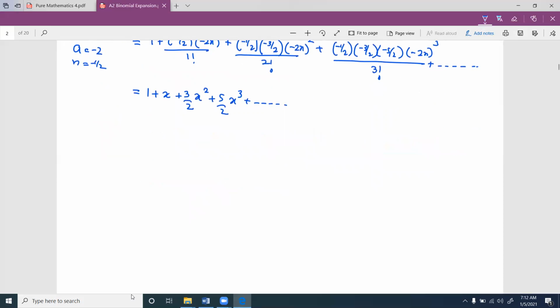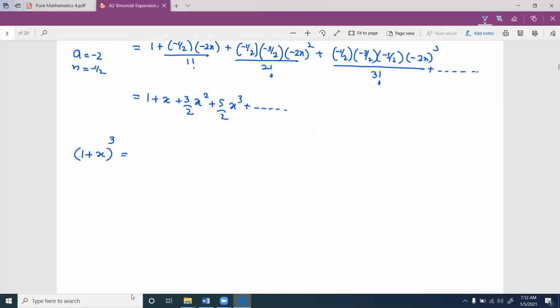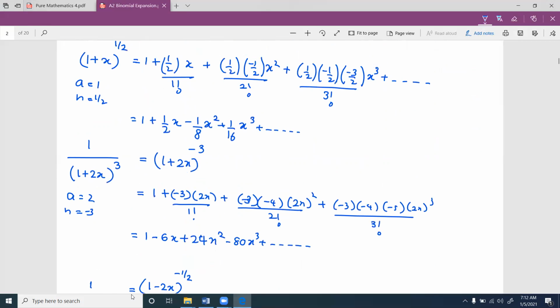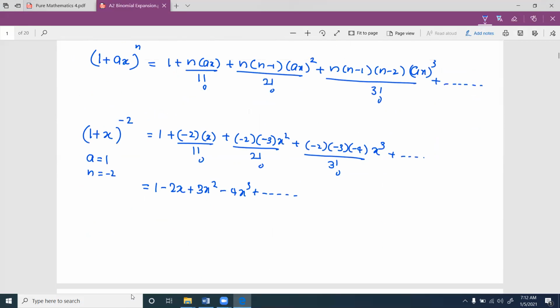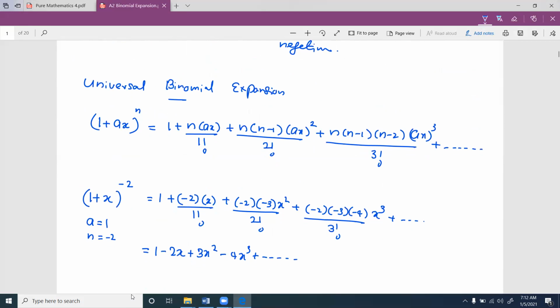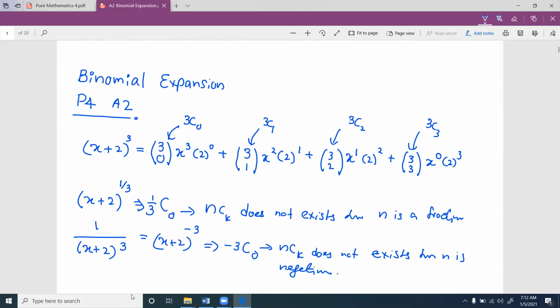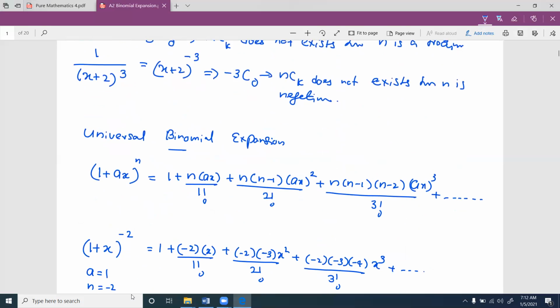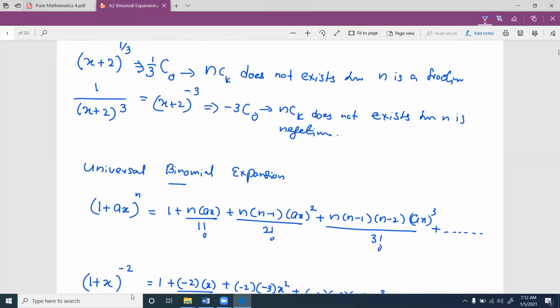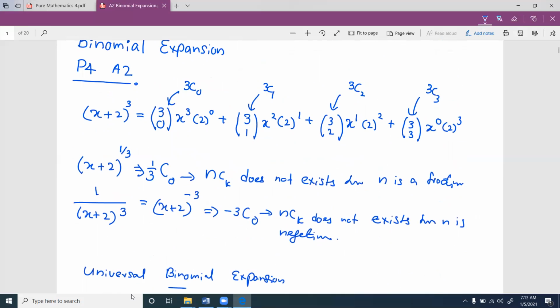Then your problem may be, since it's the universal expression, suppose that I get (1 plus x) to the power 3, as I mentioned before. As I mentioned at the beginning of the topic, I told you that it's relevant for integer powers as well. So if you want to do this, it's the same thing. But when we write this by the universal expression, it goes up to infinity. But we know that if it is an integer power, it is limited to a certain number of terms.